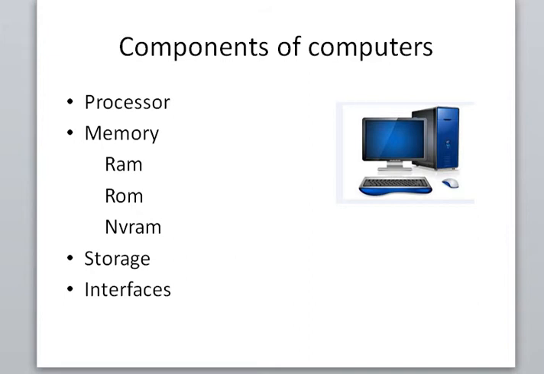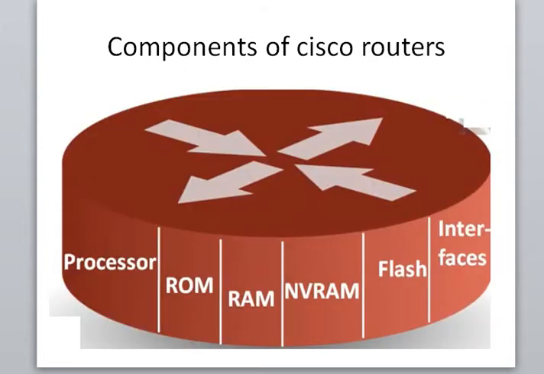Interfaces, what are interfaces? Interfaces are things like your printer port, your serial interface, your PS2 for the mouse, though nowadays we don't use PS2. Nowadays we use USB for mouse and keyboard. You also connect a serial port, which you use to connect your monitor. There are different kinds of interfaces, and yes, RJ45. These are all interfaces in a computer. So let's go ahead and study the components of the router.